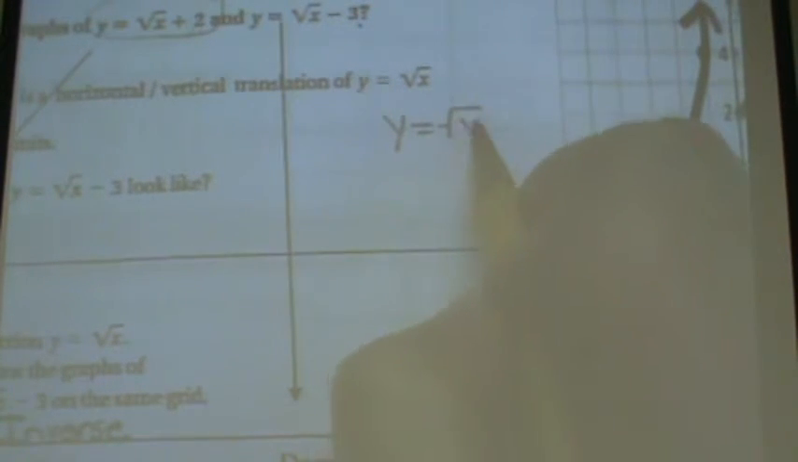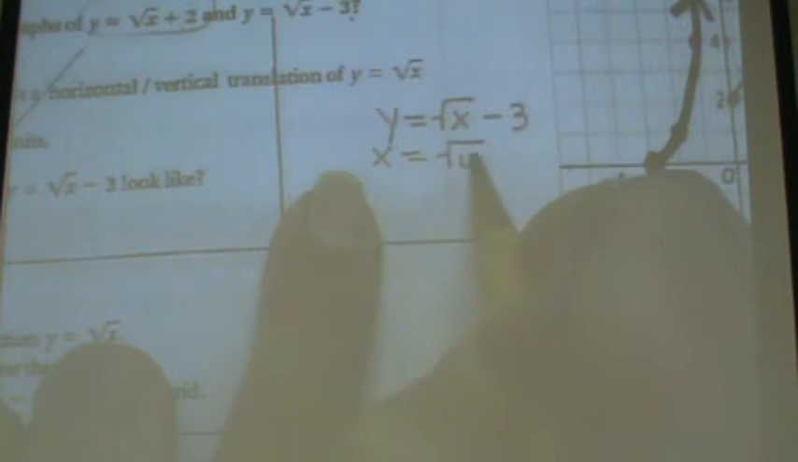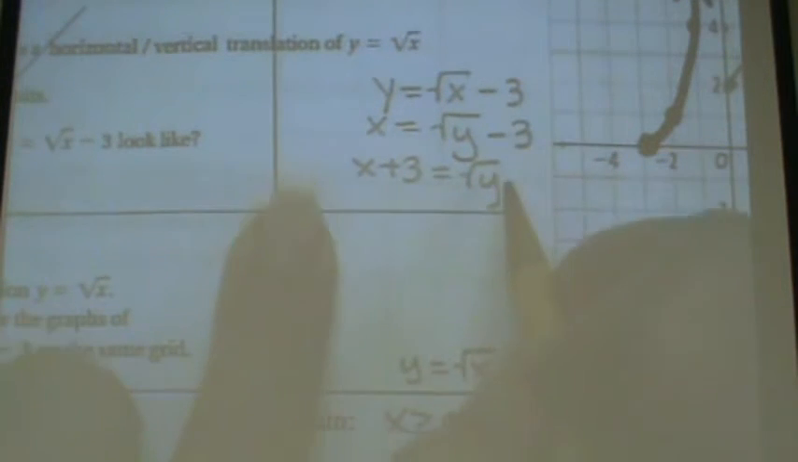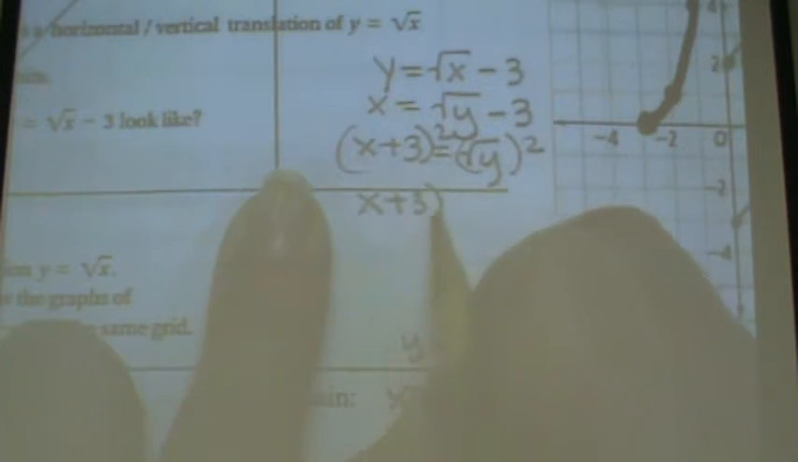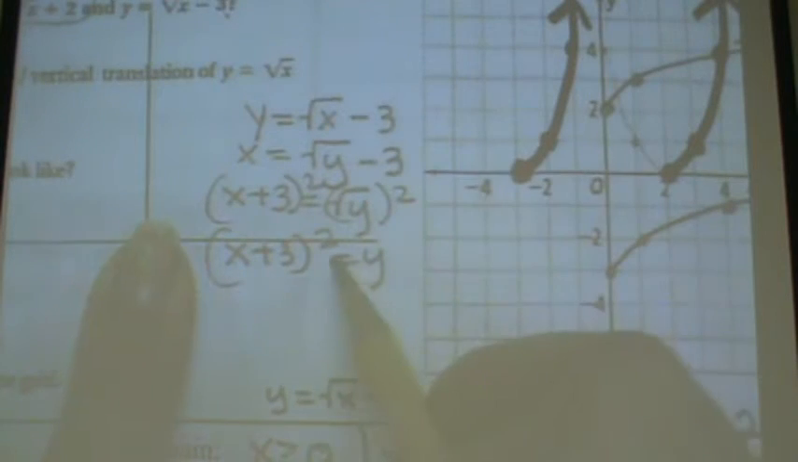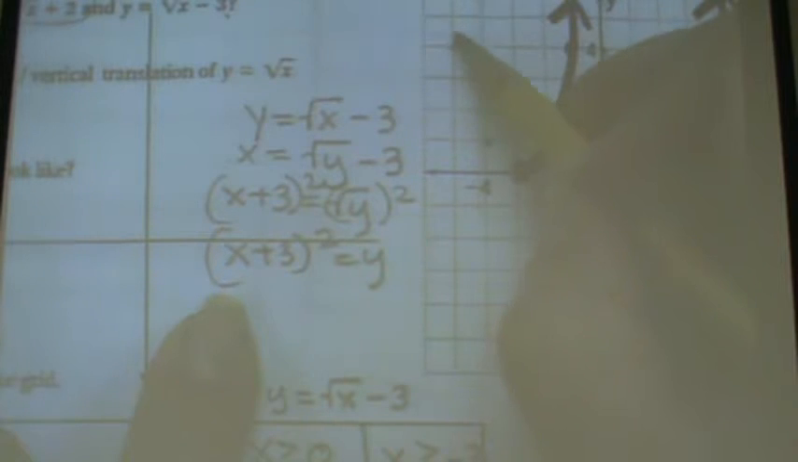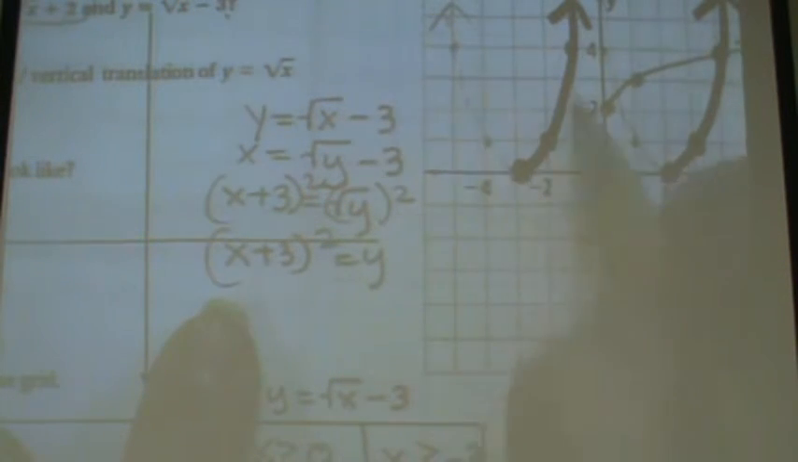So if you were to take y equals the square root of x minus 3, how do you find the inverse of it? x equals the square root of y minus 3, then do what? Plus 3, so x plus 3 equals the square root of y, then what? Square both sides, so you get x plus 3 squared equals y, and guess what that is? That's a parabola, another shifted one. You don't want that whole thing anyway, but I'm just going to show you why this equation looks like this.